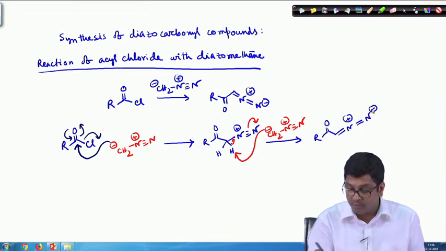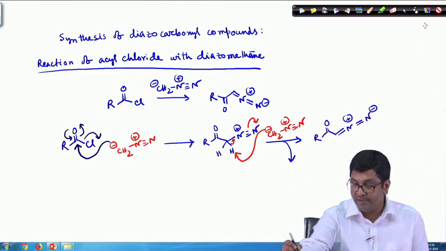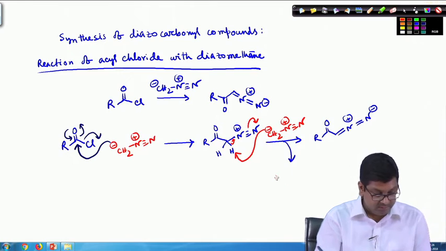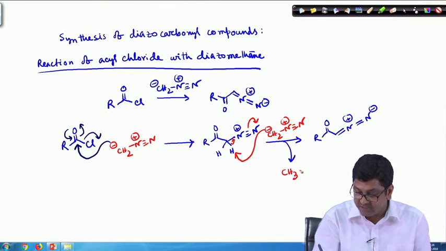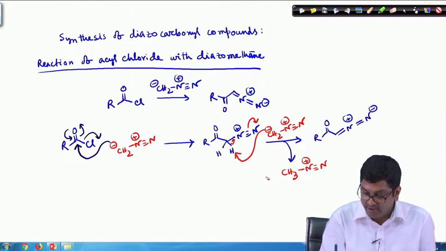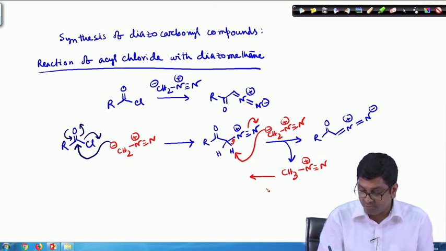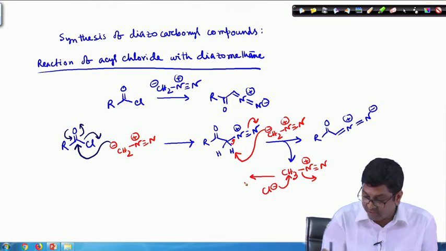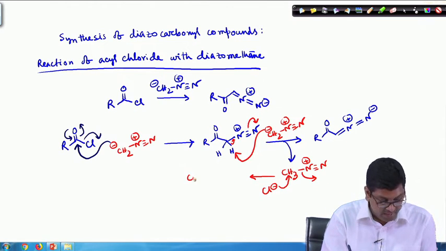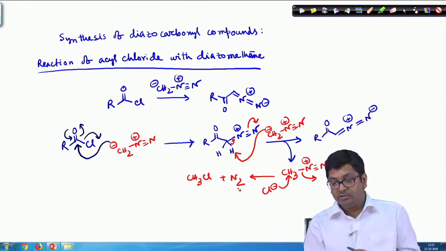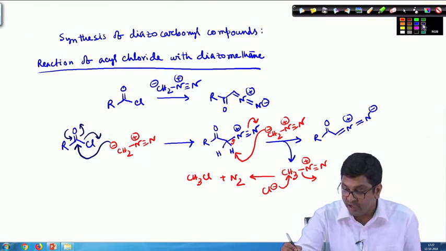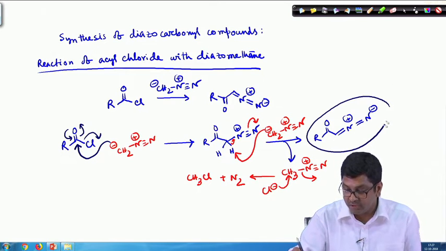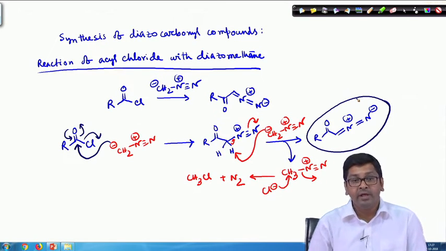Fine. Now, what will it generate from here? It will actually give this extremely unstable CH3N2+, and we have from here this chloride minus, that will react over here and give the corresponding nitrogen elimination and methyl chloride, they are gaseous. Okay. So, overall we can generate our desired diazocarbonyl compounds in an efficient way.